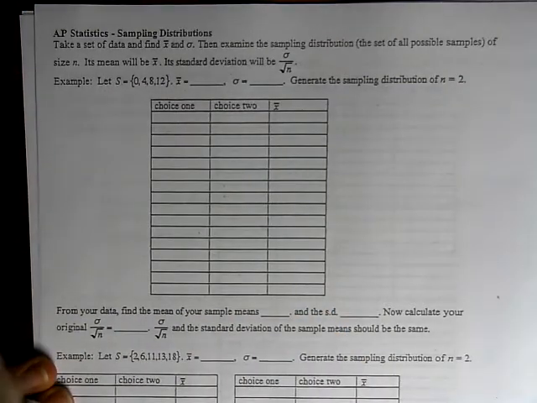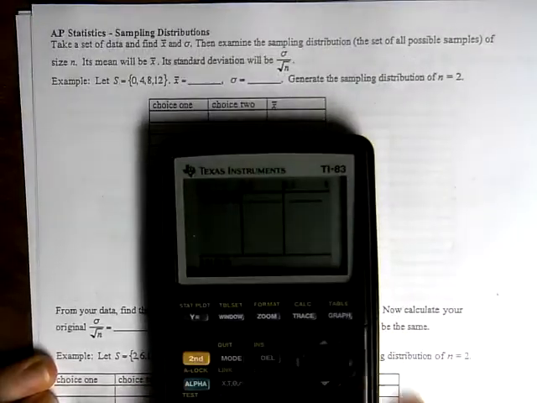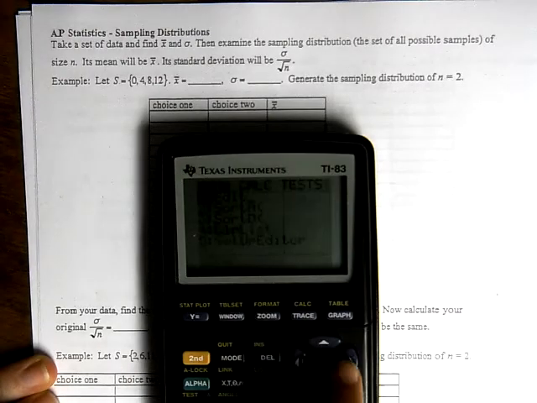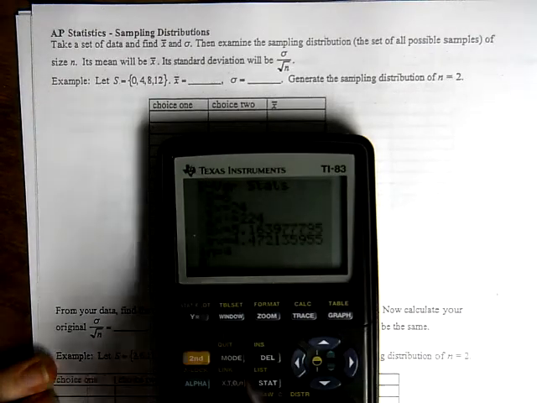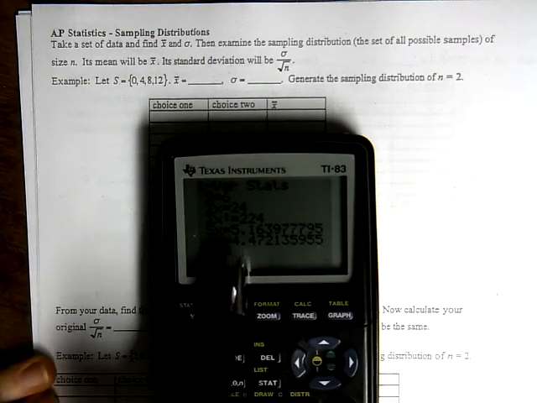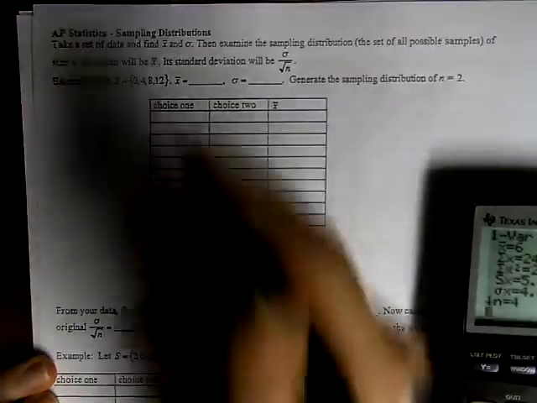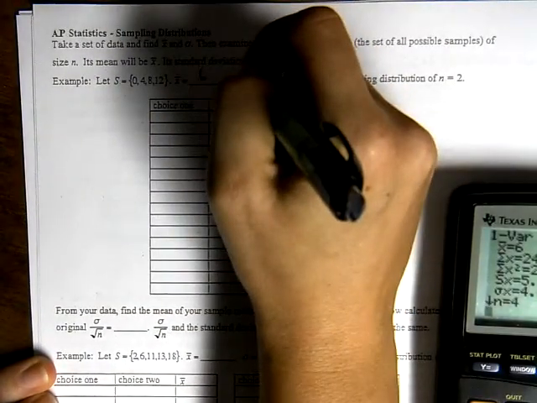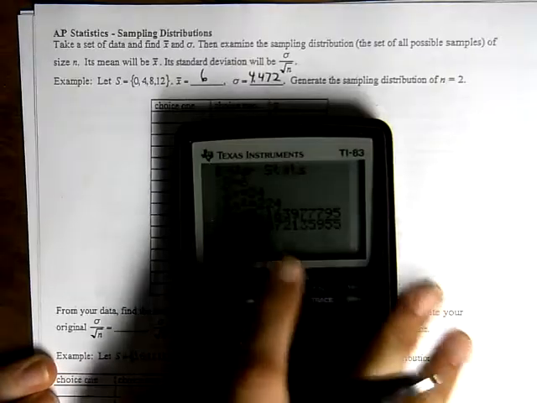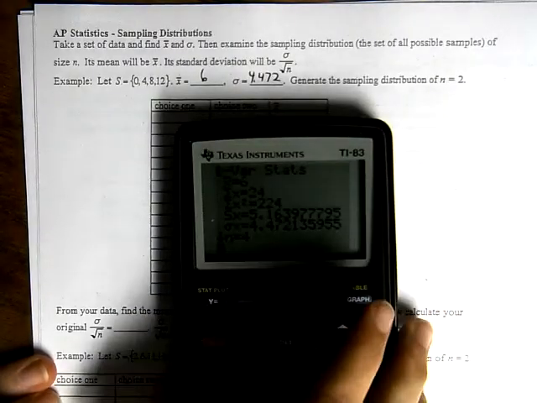So originally, if I put that data set in my calculator and do my one variable stats, I get a mean of 6 and a standard deviation of 4.472. So my mean is 6, the standard deviation is 4.472. Notice I'm using sigma. We're assuming this is a whole population.